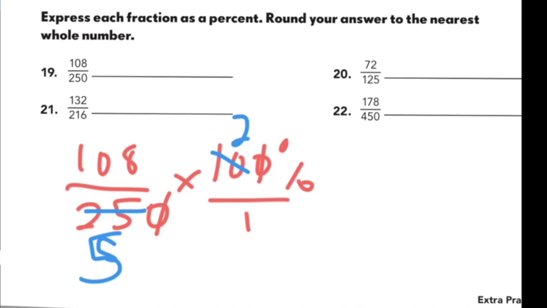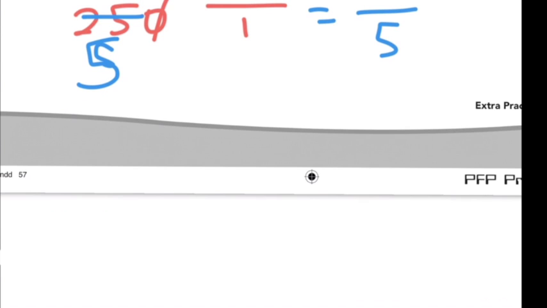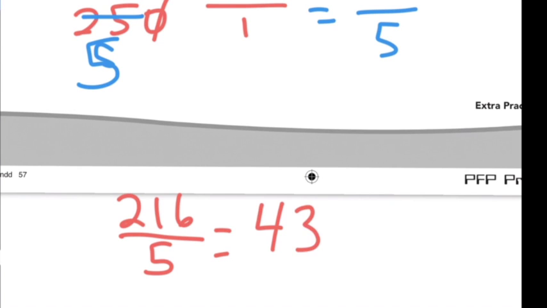So now I have 108 times 2 divided by 5. So let's do 108 times 2 first. So it's 216 over 5. Now what you need to do is say, well, how many 5s go into 216? So I have 216 over 5. How many 5s go into 216? That's going to be 43. And what's left over is 1 over 5. And that's going to be 43 and 1/5%. And you can leave it as a fraction, and that would be fine too.